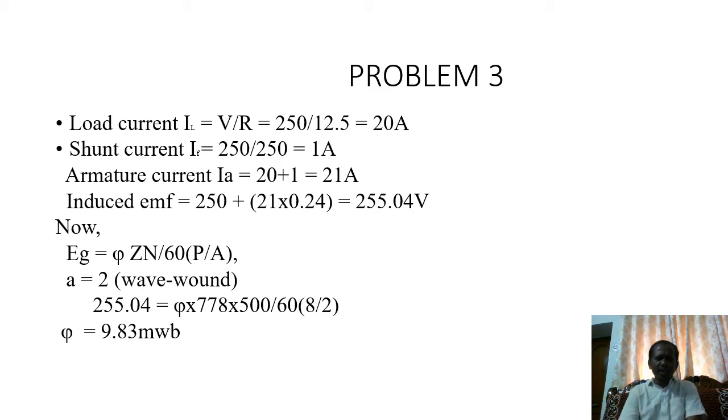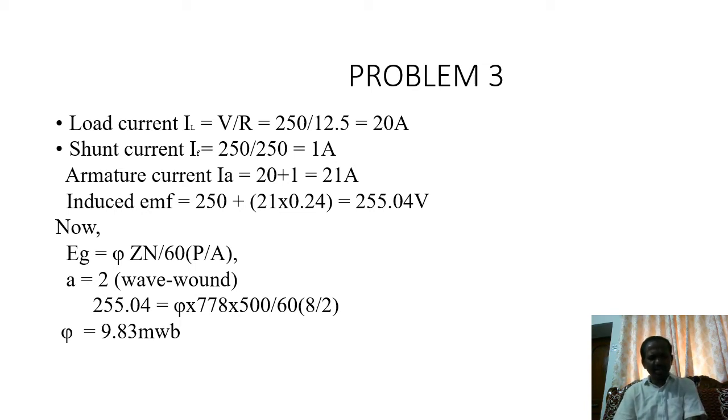Thereby the induced EMF generated in the armature winding is Eg. What is Eg? V plus Ia Ra. What is V? Supply voltage 250 volts. Ia Ra: what is Ia? 21. What is Ra? Armature resistance is given 0.24 ohms. Then finally we get the value 255.04 volts. This EMF is induced in the armature windings.